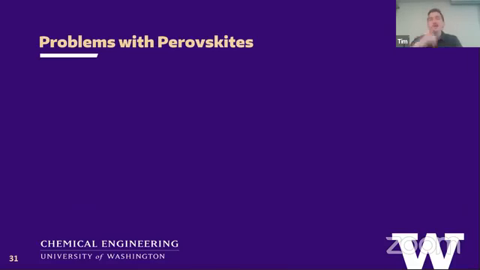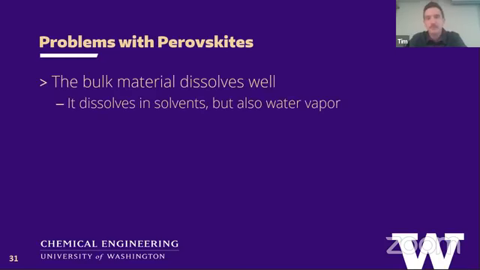Yet there are still problems with perovskites, and there's reasons that perovskites haven't become the dominant technology over silicon to date. Part of it is that a significant advantage is also its most significant problem. The bulk material dissolves well, which means that it dissolves not just in the solvents that we need to make inks, but also water vapor. So moisture degrades these perovskites very, very quickly, sometimes on the timescale of hours to days. It also has significant instabilities in temperature, humidity, and oxygen with light together. Really unfortunate for implementation, a significant barrier, but something that's been worked on quite a bit.